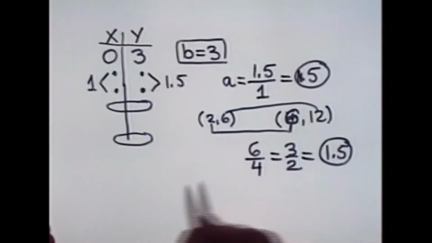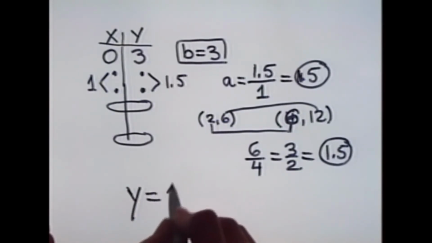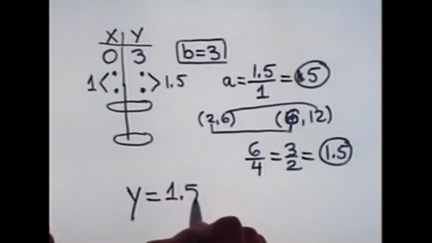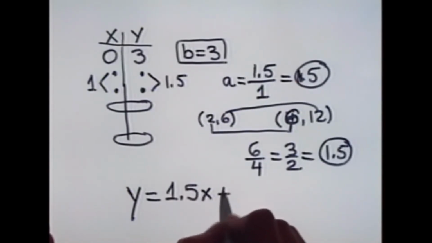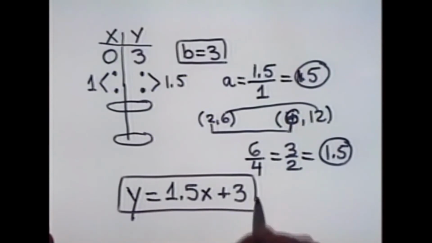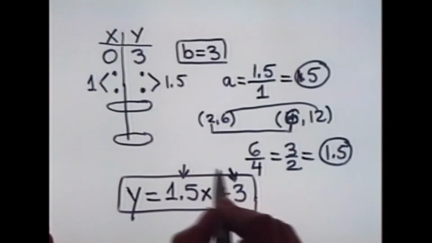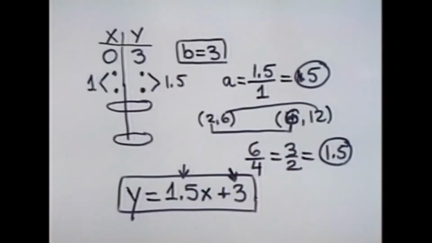So now the equation that we're ready to write is 1.5x plus 3. There is our nice linear function where this is my A and this is my B. You see, we found that from the table. Now, what could this equation possibly represent?